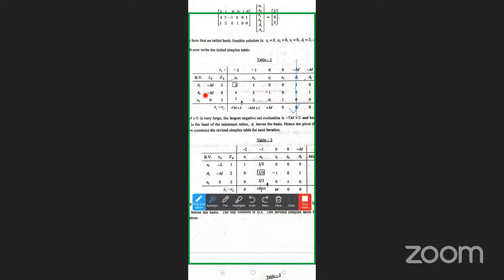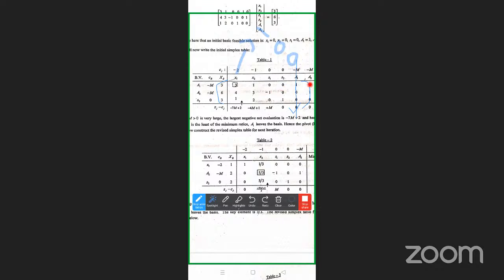Next, A2, S2 same. But here the Cj values are minus 2, minus 1, 0, 0, minus M. No need to write A1, the artificial variable is already eliminated. So here the coefficient of X1 in the objective function is minus 2. Next, in this matrix, we can do row operations so that X1 is converted to 1, 0, 0. That's why the first row is divided by 3: 1, 1, 1 by 3, 0, 0, 0.